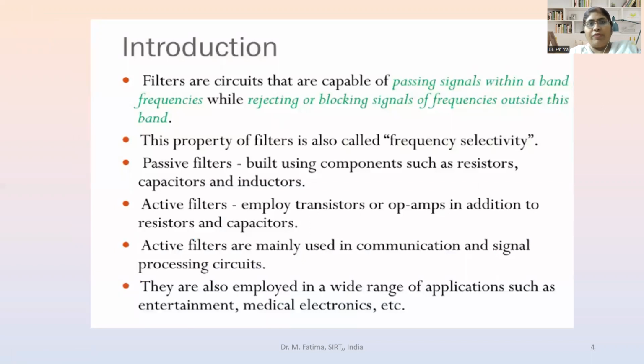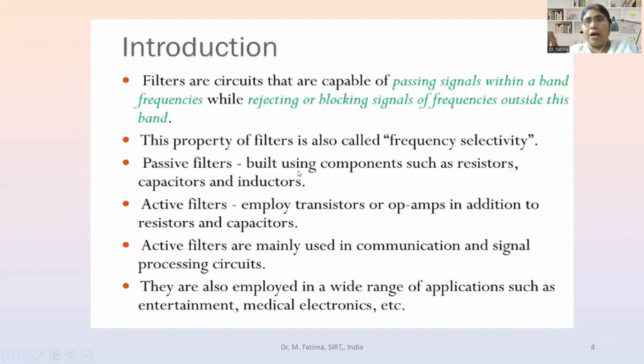Now the introduction of the filter. Filters are circuits which are capable of passing signals within a band of frequencies and rejecting, attenuating or blocking signals of frequencies outside of this band. This property of the filter is also called frequency selectivity, or simply frequency selection, or filtering property. Passive filters and active filters are the two types of filters.